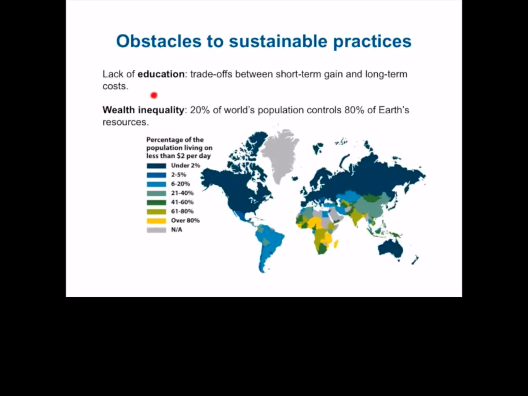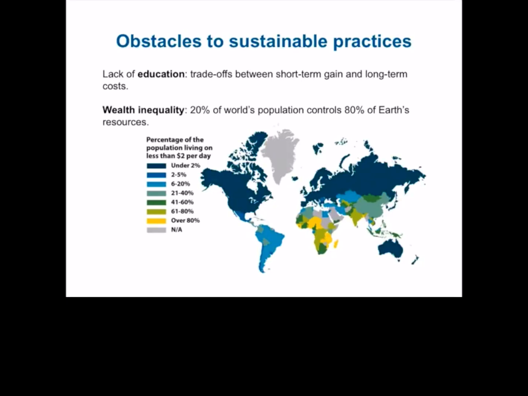And finally, the distribution of wealth. 20% of the world's population controls 80% of the Earth's resources. And it's this inequality, this rich population is making decisions that are impacting the vast majority of the rest of the population because we need and want these resources, and that causes a lot of problems in terms of environmental issues and sustainability. This map here actually shows the poorer nations around the world.